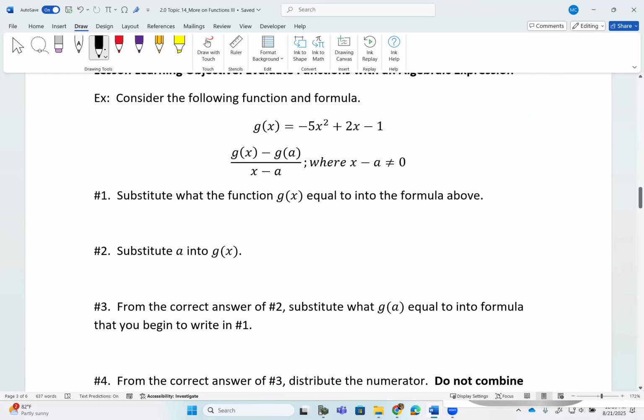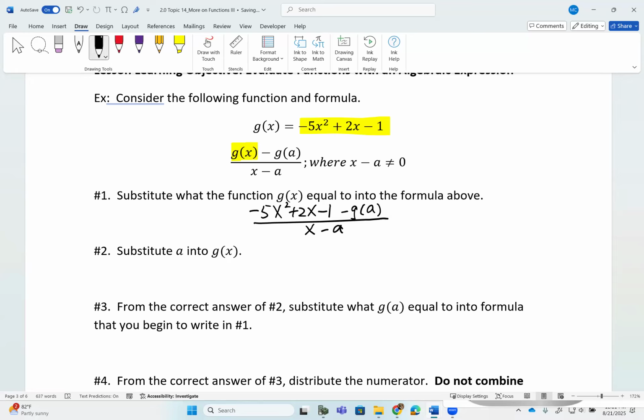All right, so I already split this whole problem into many steps. Number one says substitute what the function g of x equals into the formula. So I'm going to substitute what g of x equals into the formula, taking up the spot where g of x is. So I'm going to replace g of x with -5x squared plus 2x minus 1. I'm going to write everything else down: still minus g of a, still over x minus a.